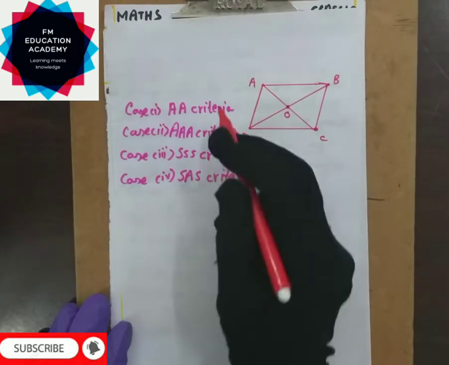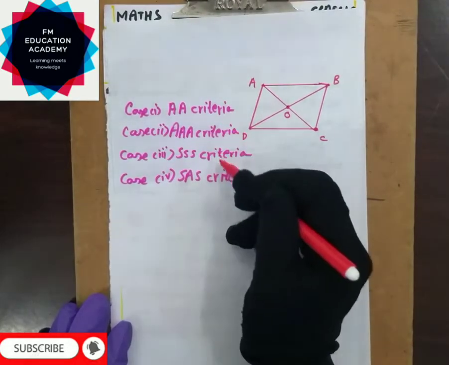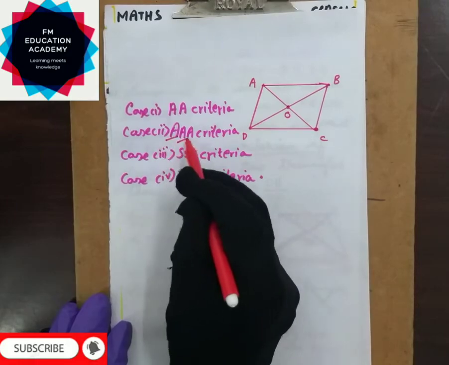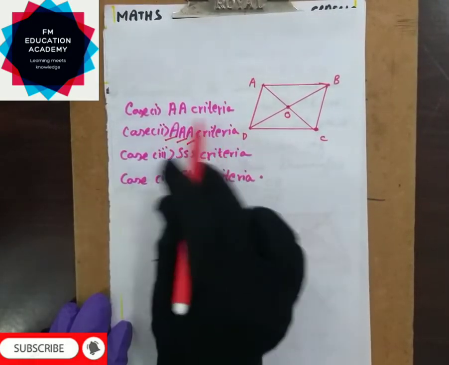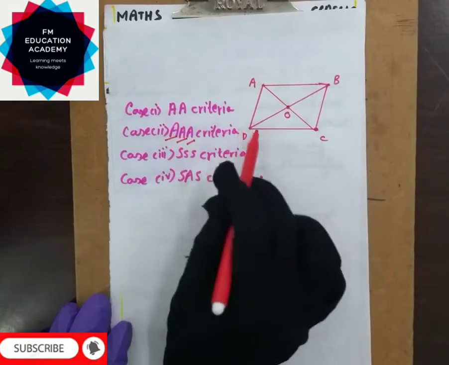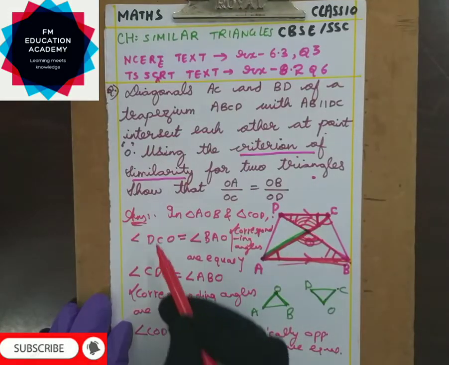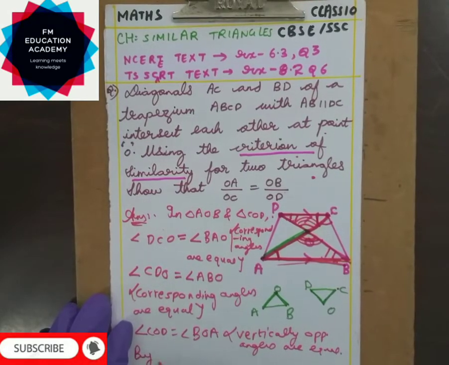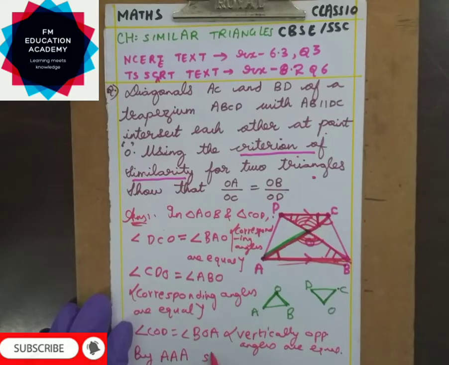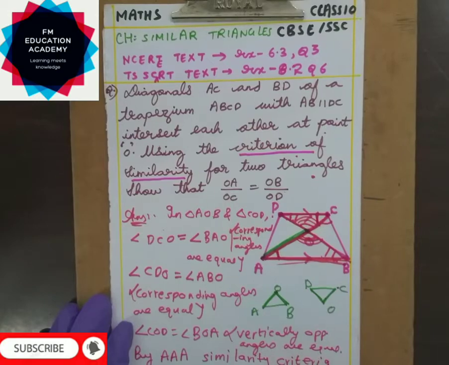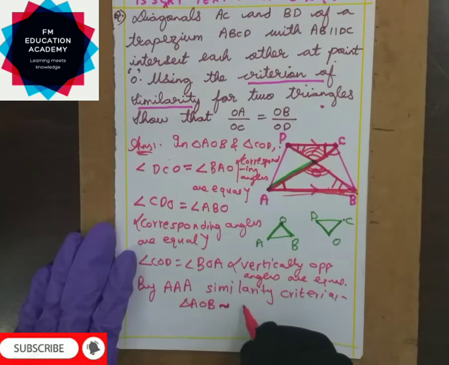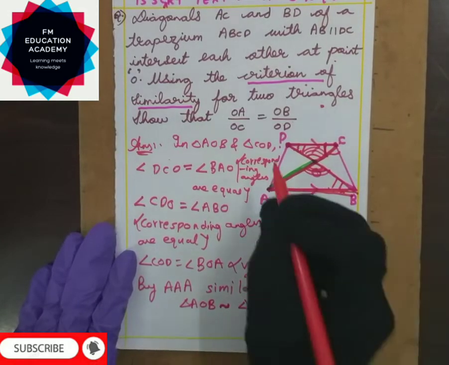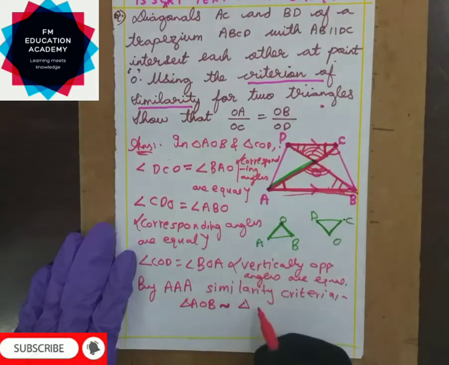So I said here that among these four criteria, you have to choose one criterion. Here we can see that all three angles are equal. So we will use the angle-angle criterion in order to prove that the two triangles are similar. This criterion we are using. See, angle, angle, angle. We got three angles. So by AAA similarity criterion, triangle AOB is similar, this is the sign for similar, to triangle COD.